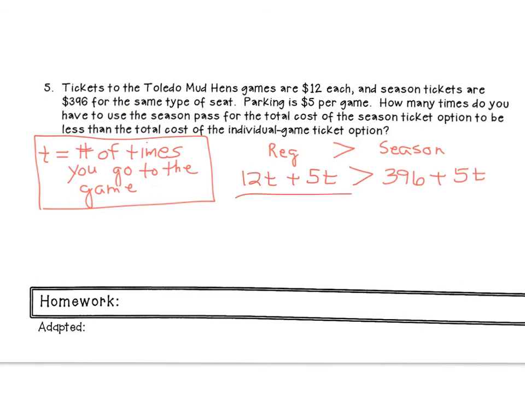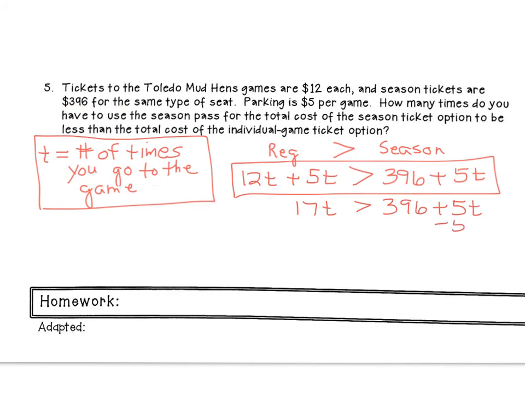So that's the inequality, and here we go. On this side we have like terms: 12t plus 5t is 17t, which is greater than 396 plus 5t. We have variables on opposite sides, so let's subtract 5t from both sides. That gives me 12t is greater than 396. Now I divide both sides by 12. 396 divided by 12 is 33. So t is greater than 33.